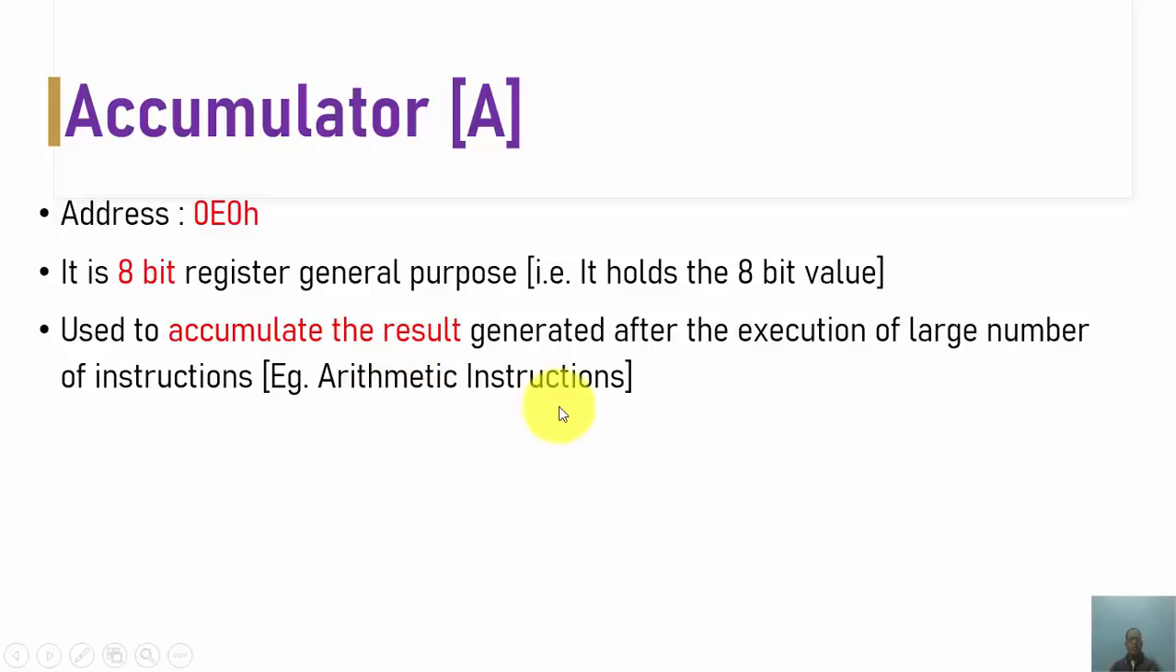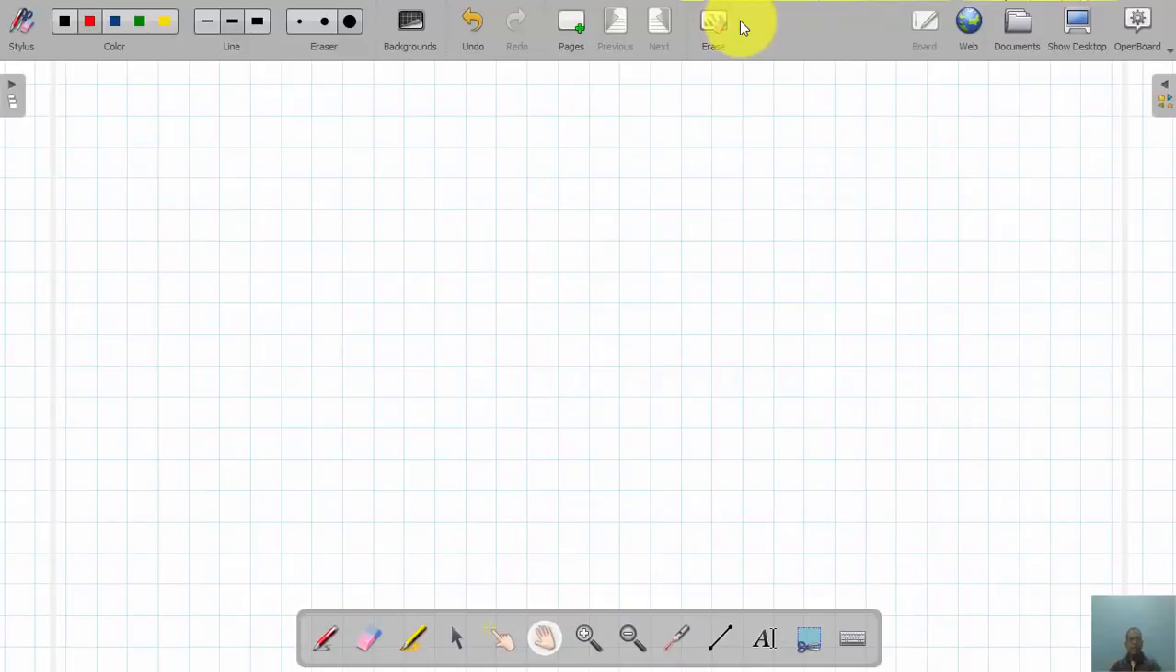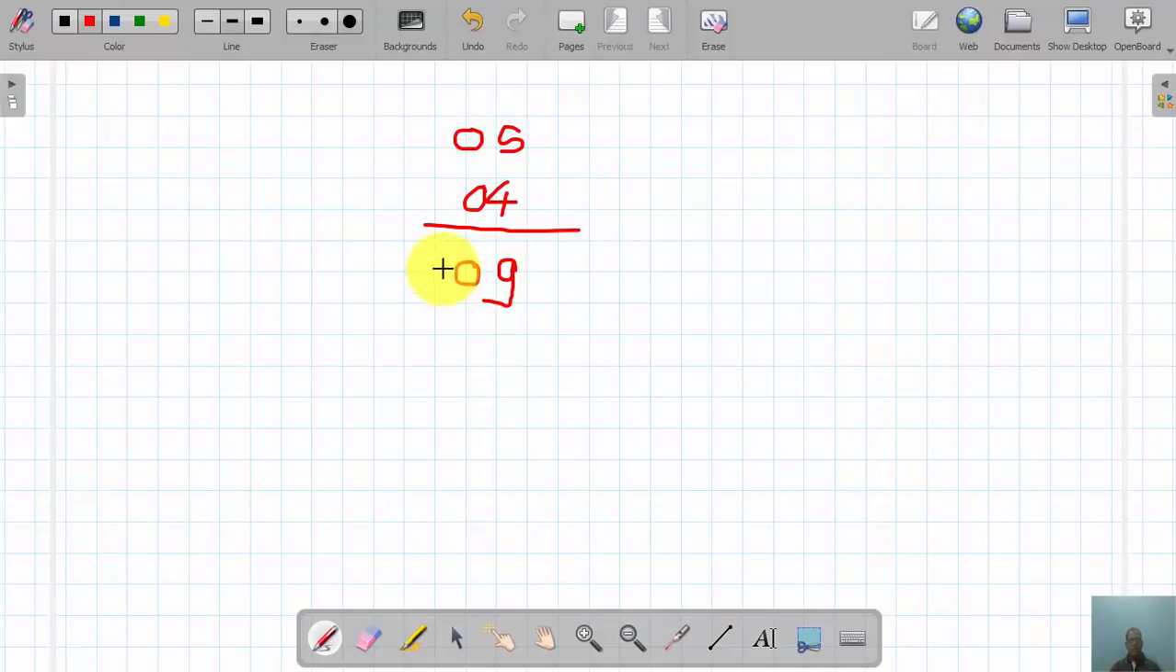For example, say this is an arithmetic instruction. It means exactly what it says. Suppose I am going to perform the addition of two numbers. My first number is 05 and the second number is 04, and when I perform this addition, no doubt the result is 09. So when I deal with this arithmetic operation, one number should be in the accumulator and the second number may be in any general purpose register.